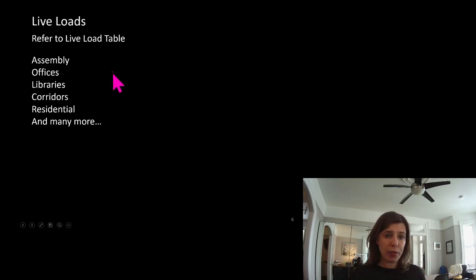So I have posted for you, in the module and also in the downloads module so you can find it easily, a live load table. Really what they've done is say, if you have this type of building, this is the live load you can expect to see within the building. If you know what type of building you're designing, which is our job because you and me working together are the designers, you know what live load you need to design that building to hold.